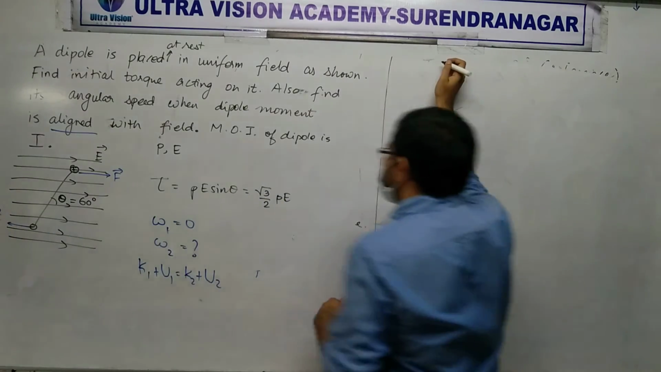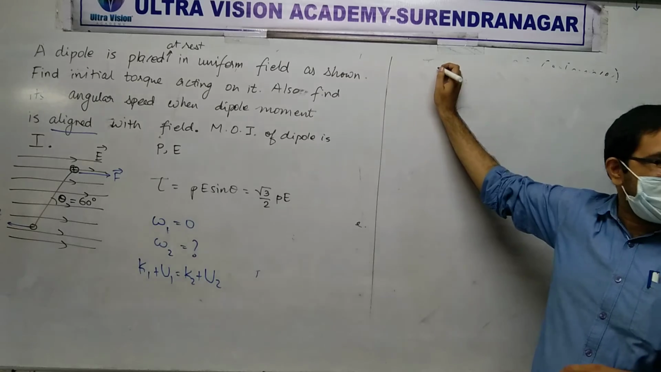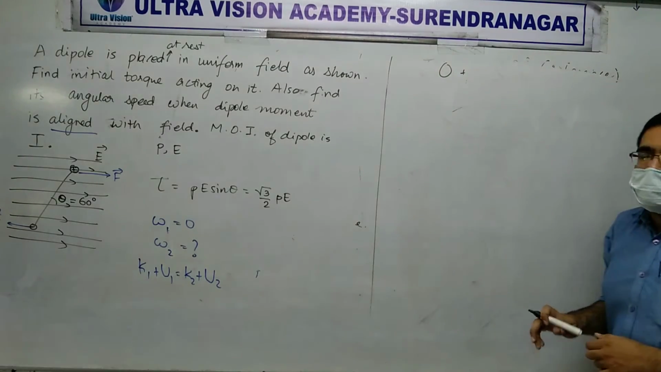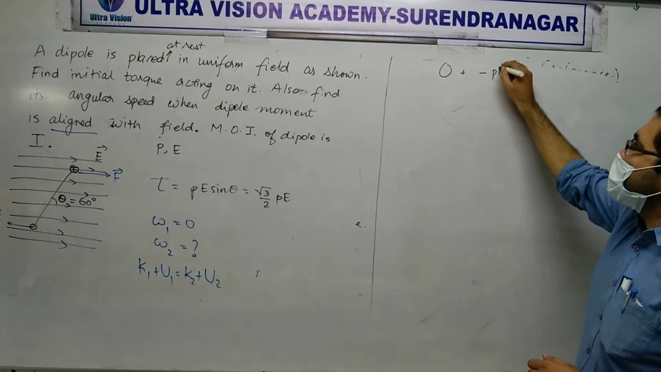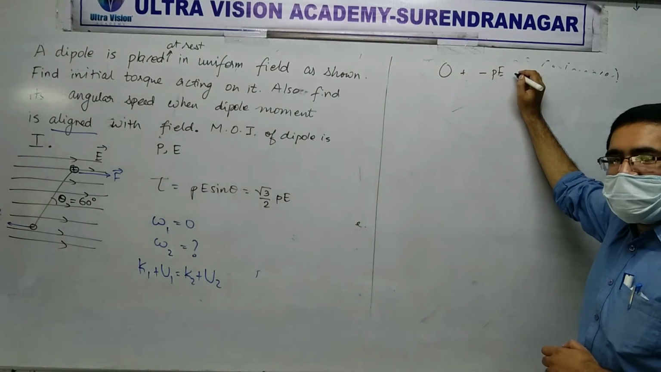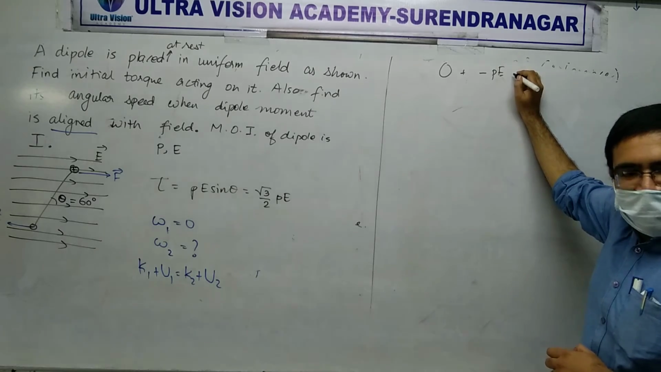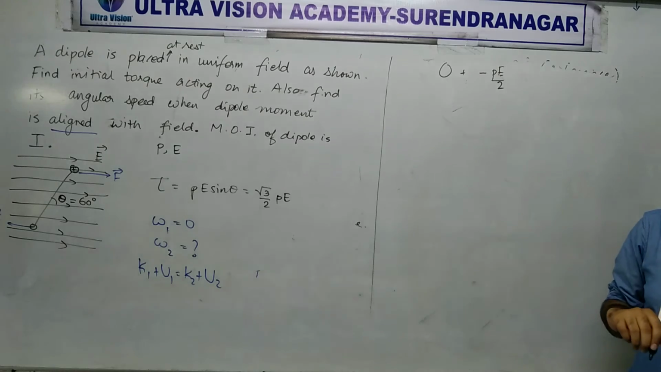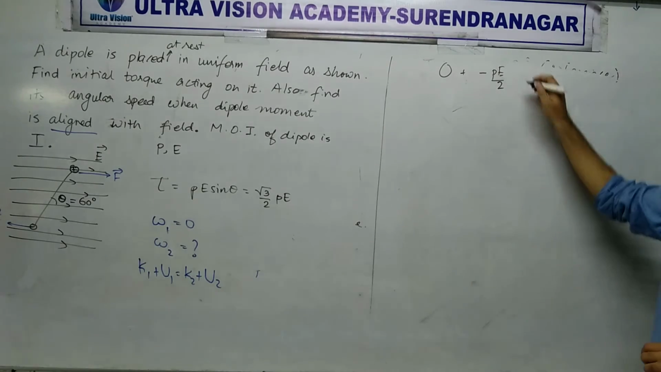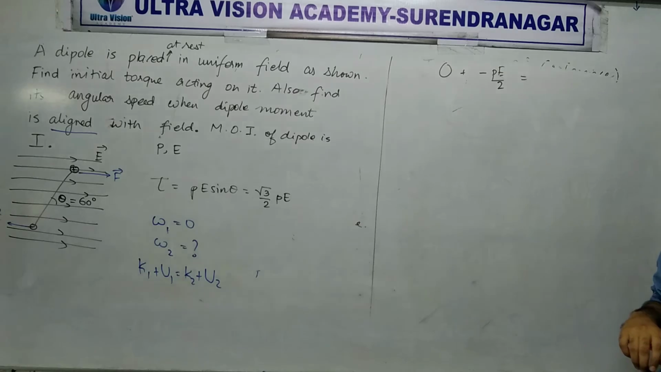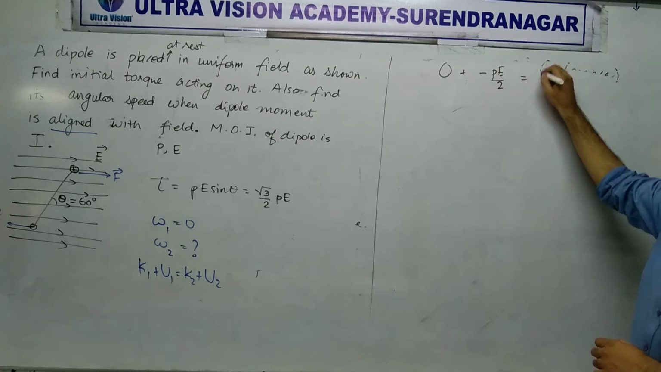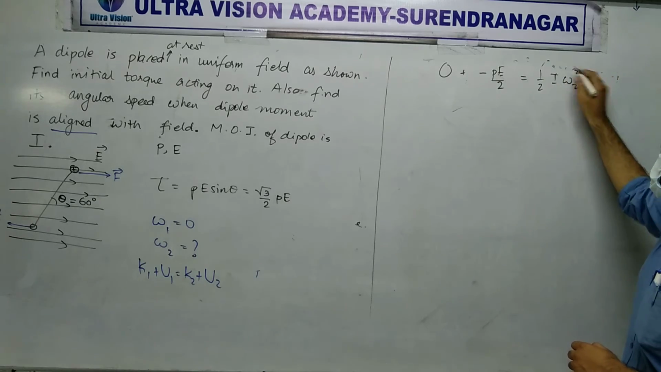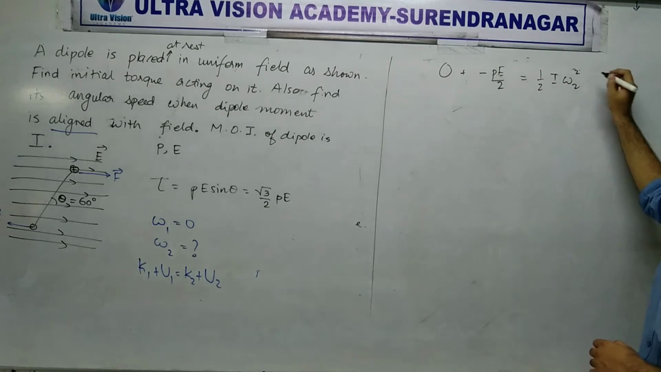Initial kinetic energy is 0. Plus initial potential energy, minus P E cos 60, which is minus P E by 2. Initial angle is 60. The right side equals K2, half I omega 2 square. We have to find the final angular speed.